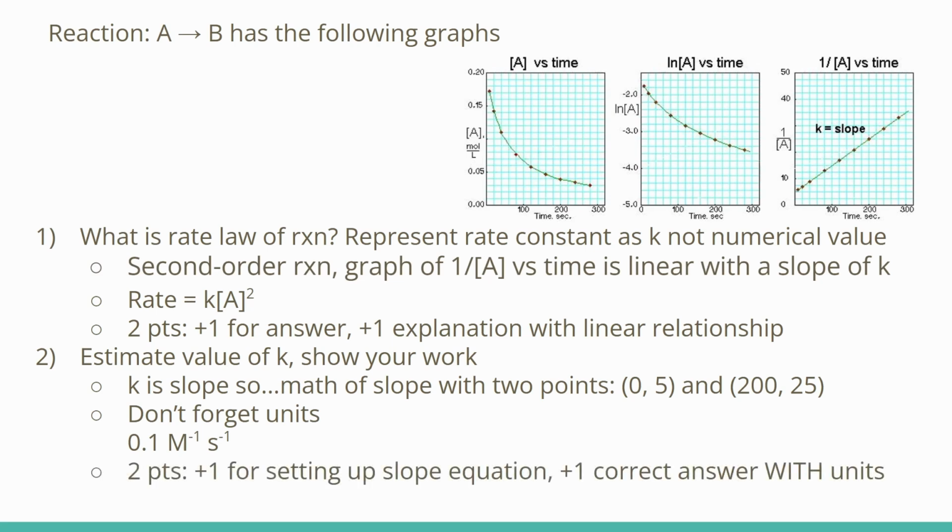You get 2 points. So 2 points is setting up the slope equation. Again, it's change of y over change of x. I didn't show that on the screen, but I assume you know how to do that. So change of y divided by change of x. And then you have your answer with your units because your units are in the graph. So you should show your units for that. Cool.